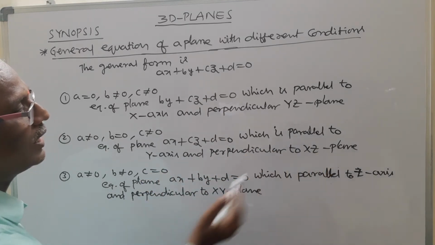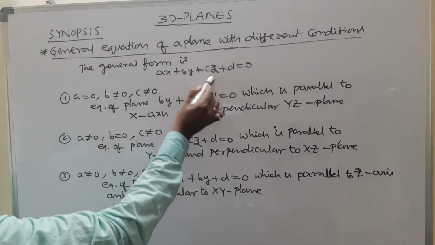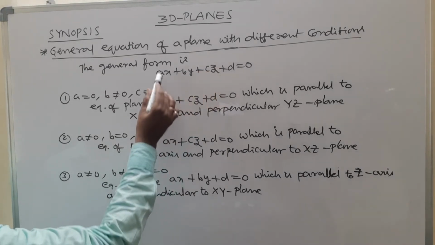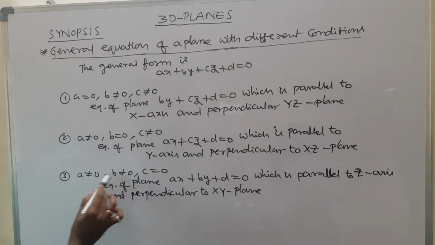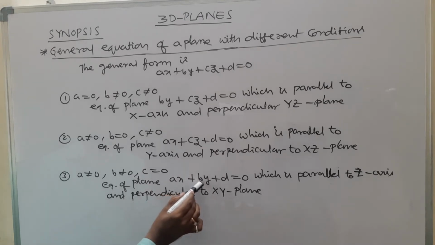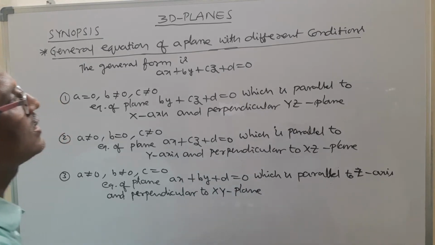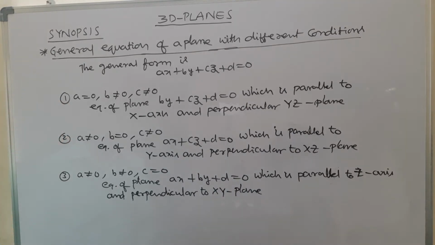perpendicular to xz plane. Next one, in this case c equal to 0. Third case, c equal to 0. If a does not equal 0, b does not equal 0, c equal to 0, the equation of plane is ax plus by plus d equal to 0, which is parallel to z-axis and perpendicular to xy plane.